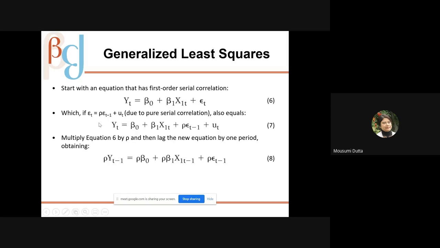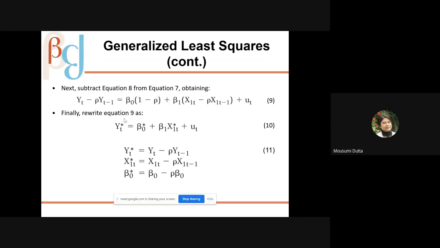So in the next line, keep the rest of the things unchanged. In place of epsilon t minus rho epsilon t minus 1, simply write ut, where ut is the classical error. Okay, so everybody got this term. And this ut is nothing but a classical error.